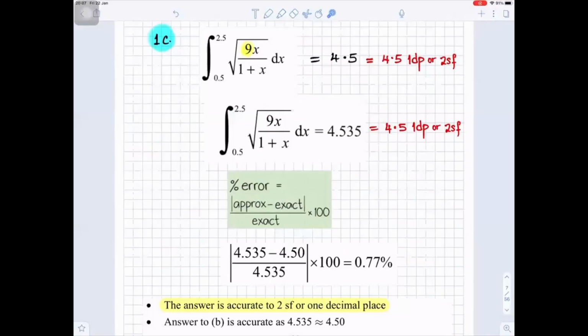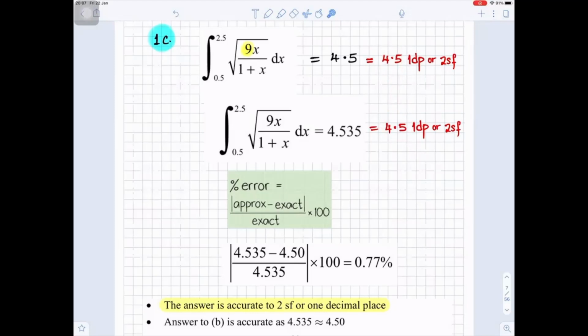And question 1c. The integral from 0.5 to 2.5 of square root of 9x over 1 plus x is 4.5, which is 4.5 to 1 decimal place or 2 significant figures. And the one we are given is 4.535. If we round that to 2 significant figures or to 1 decimal place, we will get the same 4.5. So to 1 decimal place or to two significant figures, the answers are the same.